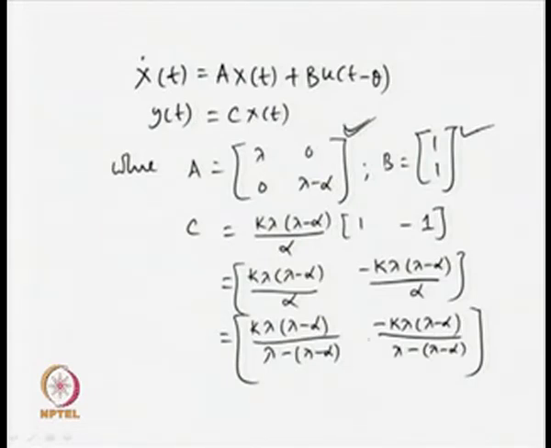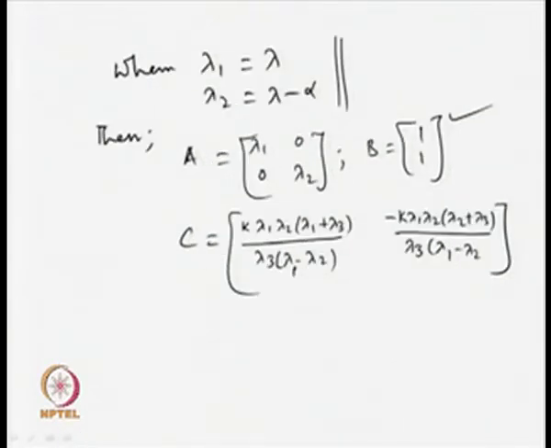I am arranging it a little bit, where I am substituting lambda by lambda 1 and lambda minus alpha by lambda 2. Therefore, I get a term as lambda 1 minus lambda 2 in the denominator, but we have got additional terms also in the general expression for the C.